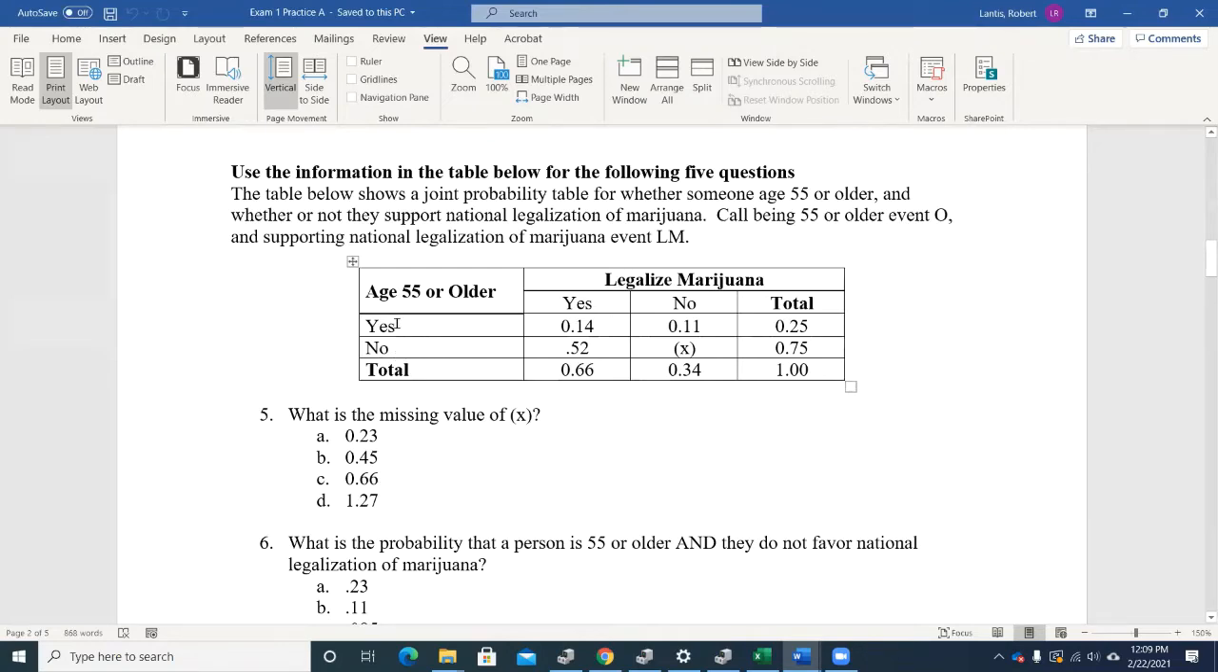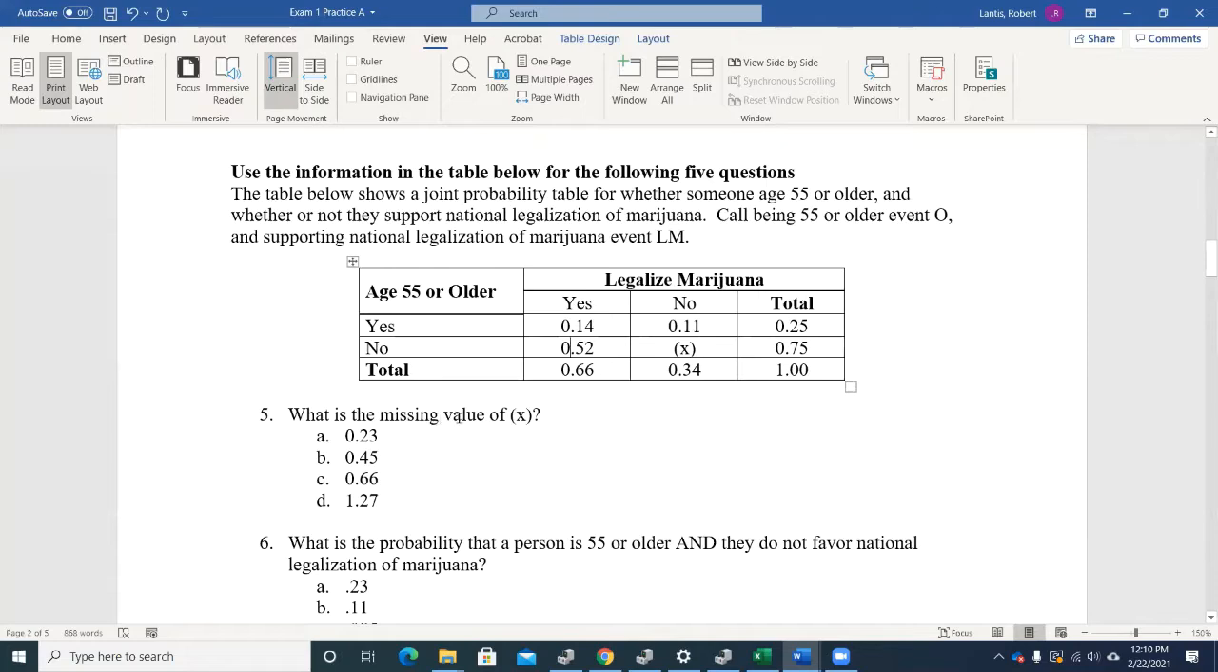So remember, the total columns tell us the probabilities of whatever the events are on the row and column heading. So the probability someone is 55 or older, if we selected someone at random, would be 0.25. Right? The probability they don't want marijuana legalized would be 0.34. We then said these top 4 left cells all represent the intersections of whatever the row and column heading are. So the probability someone's 55 and older and wants marijuana legalized is 0.14. Okay? So that's just a little bit of a review of these contingency tables.